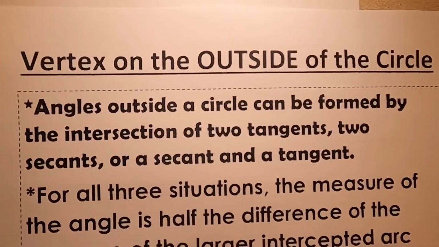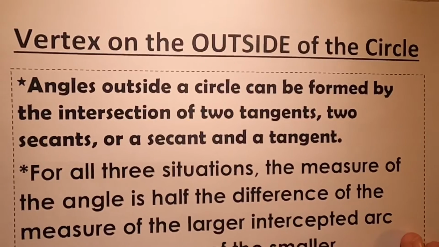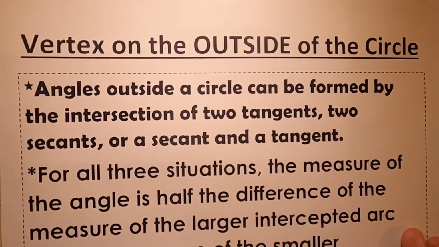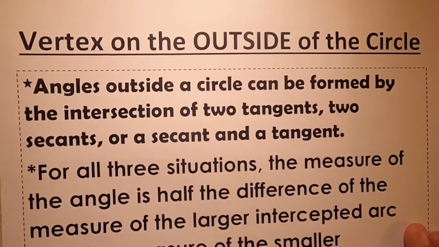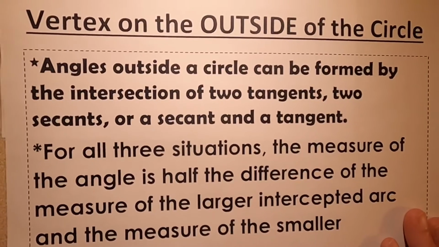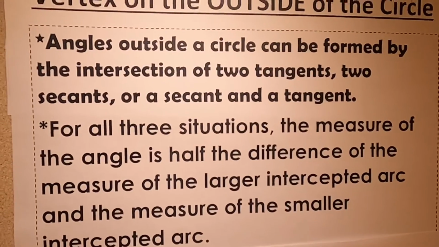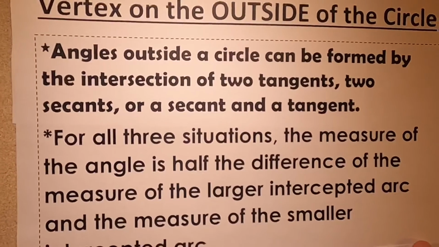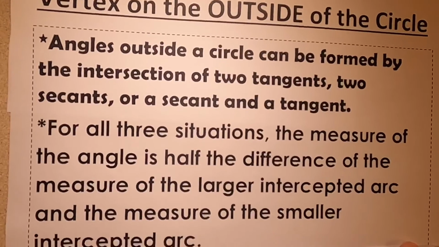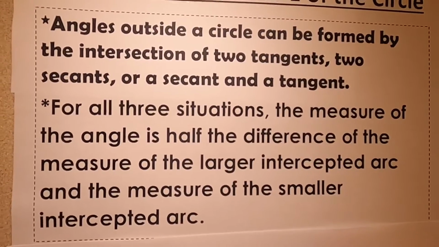Today we're talking about the vertex on the outside of the circle. If you'll notice, Monday we talked about the vertex on the inside of the circle. Here is the definition. Angles outside of a circle can be formed by the intersection of, new vocabulary word, two tangents, two secants, or a secant and a tangent. Remember those words that we've talked about recently. For all three of those scenarios, you're going to have the same formula.